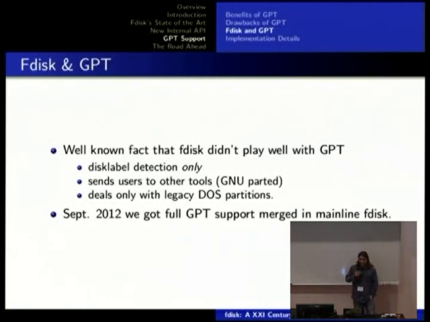It was a well-known fact that fdisk didn't play well with GPT. In fact, when it recognized a GPT disk label, it said, please use GNU parted. So it's pushing users away. When users decided to actually use fdisk with GPT, it could only use the protective MBR, which is the legacy DOS partitions. And finally, last month, we got GPT support merged in mainline fdisk. I would say full. It has all the necessary code to deal with GPT, but it's still in a very experimental phase. So use it at your own discretion.